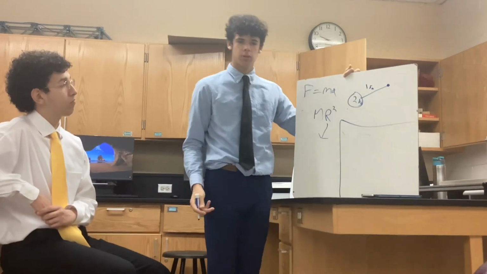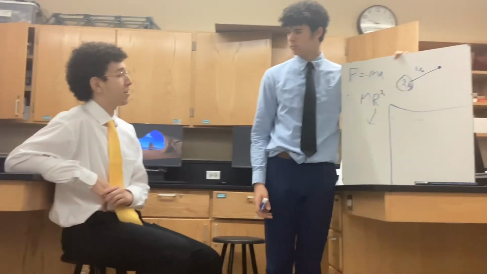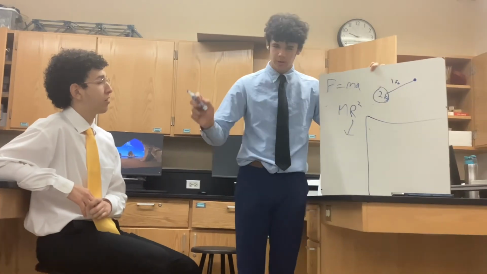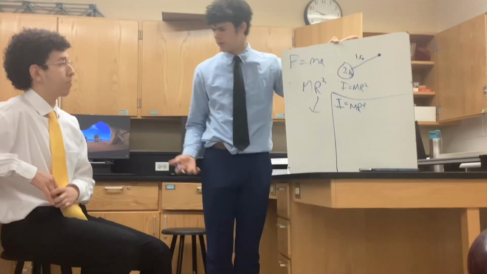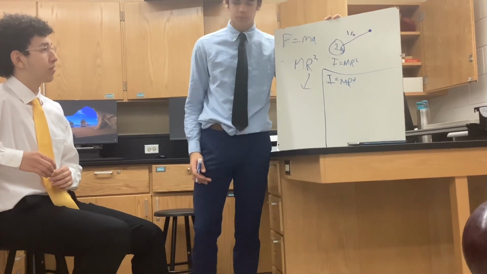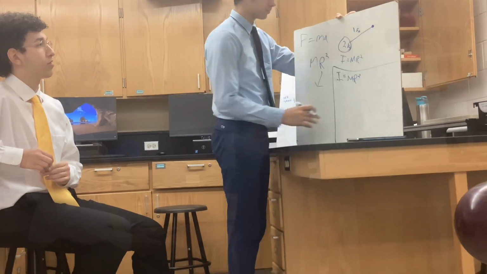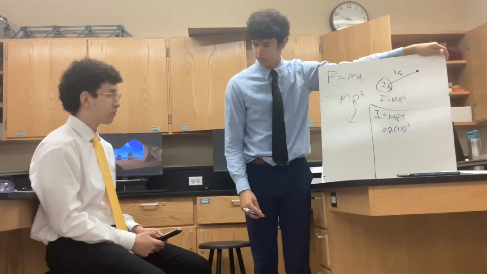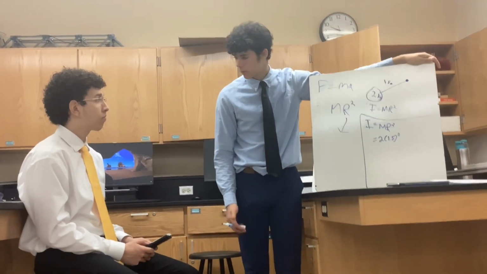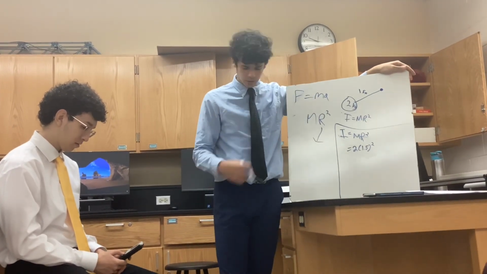How would you find the moment of inertia of this ball? Would you use the equation I equals mr squared? That's right, you would use the equation I equals mr squared. What are some of the values we know, Alex? Well, the M would be 2 kilograms, and the R would be 1.5 meters. Values are 2 and 1.5. So it would be 2 times 1.5 squared, correct? Yes.